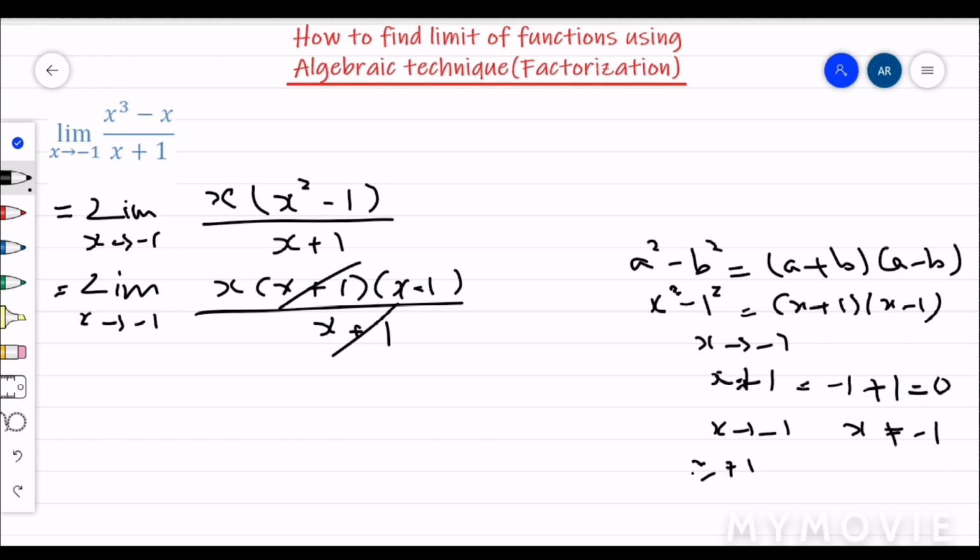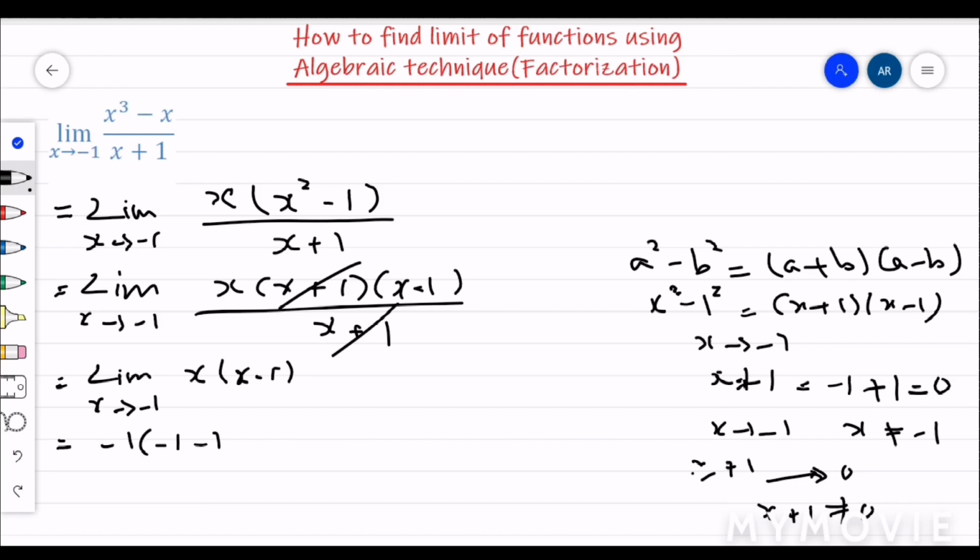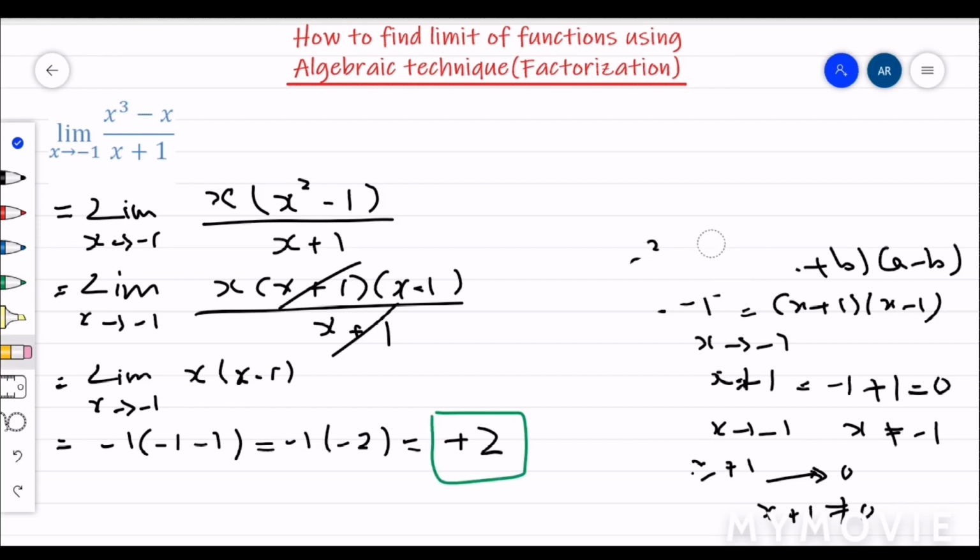If we took x as negative 1, the expression x plus 1 would be negative 1 plus 1, which is 0, meaning we'd be dividing 0 by 0. But in the case of limit, only in the case of limit, we can cancel these factors, because when we say x approaches negative 1, x is not equal to negative 1, so the expression x plus 1 will be very very close to 0 but never equal to 0. So we can cancel this expression, and after cancelling we are getting x times x minus 1.